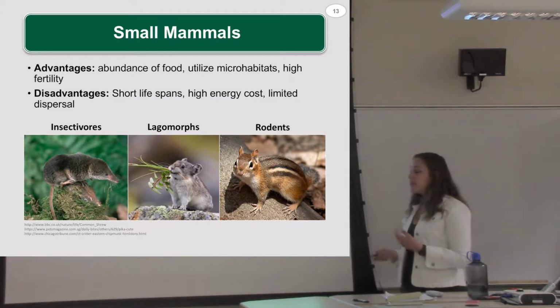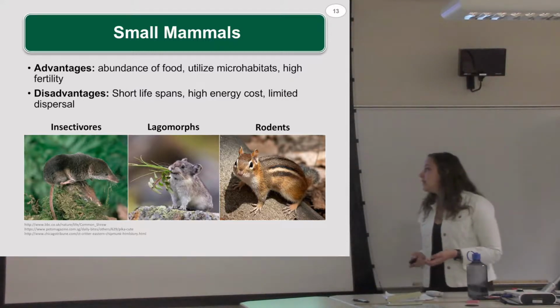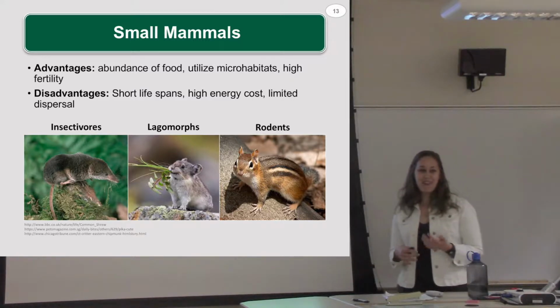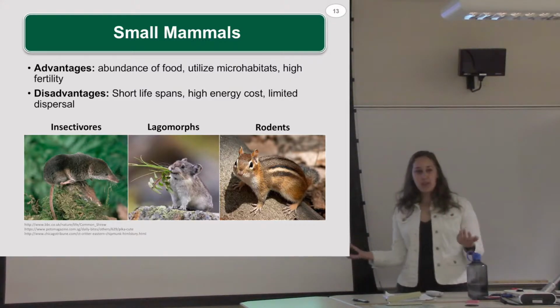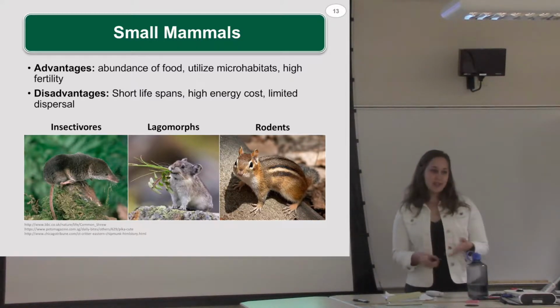Some of the small mammals within my study are insectivores, such as shrews, lagomorphs, which would be pikas and hares, and rodents. The largest group would be rodents, which are chipmunks, mice, voles, flying squirrels, and Douglas squirrels.